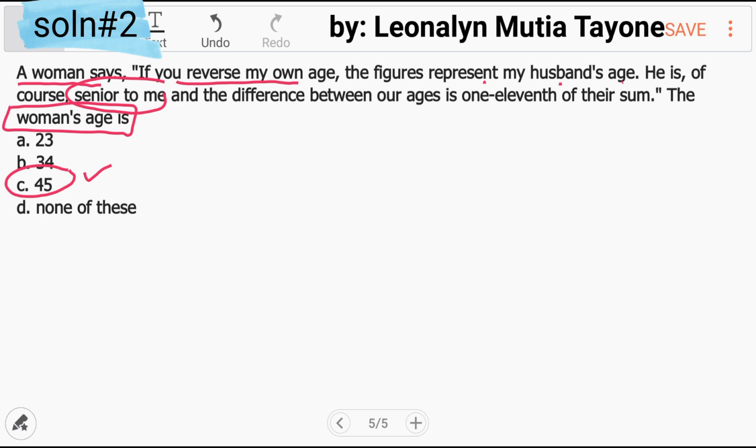So, therefore, kung ang edad ni let A and B be the edad ni babae. So, itong edad ni babae, itong nasa tens digit, mas maliit yan kaysa ones digit. So, A is less than B. Para kapag mabaliktad, mas matanda si husband. Now, doon tayo titingin sa mga choices.